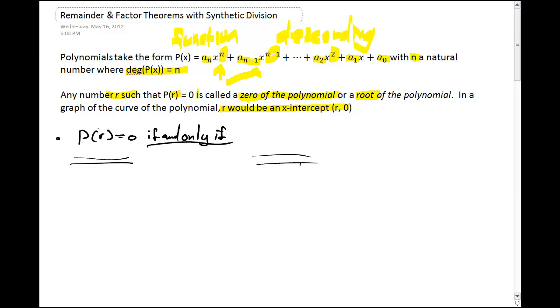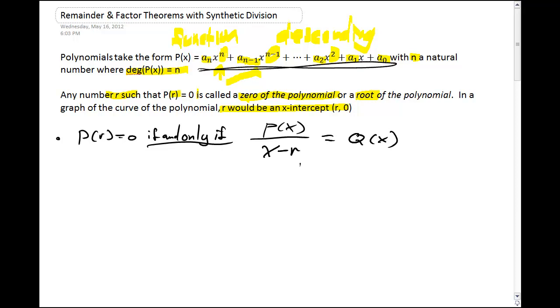So if I have a zero of the polynomial here on the left side, then on the right side, I know I can take my polynomial p of x, and I can divide it by the factor x minus r. And this will give me a new polynomial. A new polynomial that follows all of our rules, except my new polynomial, q of x, is going to have degree n minus 1. It's going to be one level smaller than whatever my original polynomial was.